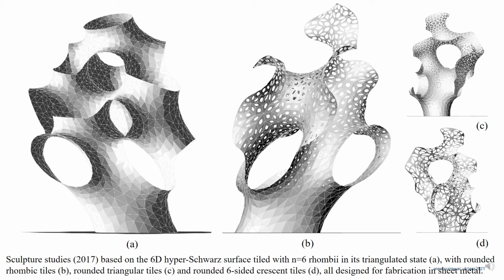Sculpture studies from the Hyper-Schwarz surface in the last slide, tiled with n equals 6 rhombi. On the left is the triangulated version. In the middle is a rhombic version with elliptical voids. On top right with triangular voids, and bottom right with six-sided crescents as voids.